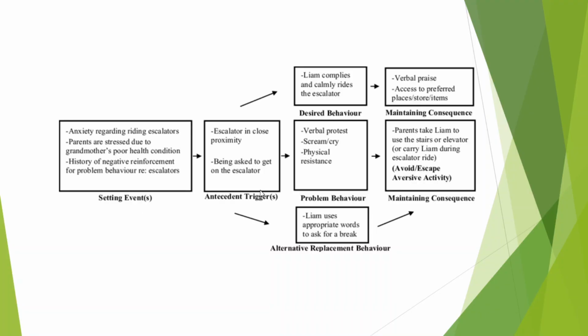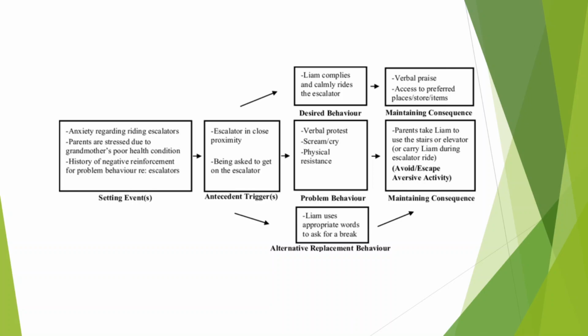Now let's look at the antecedent. A trigger for Liam may be that an escalator is in close proximity, or he may be asked by his parents to get on the escalator. As a result, he exhibits these problem behaviors: verbal protest, screaming and crying, and physical resistance. As a consequence, parents take Liam to use the stairs or the elevator, or they carry Liam during the escalator ride. As a result, he gets to avoid and escape the activity that he finds very aversive.